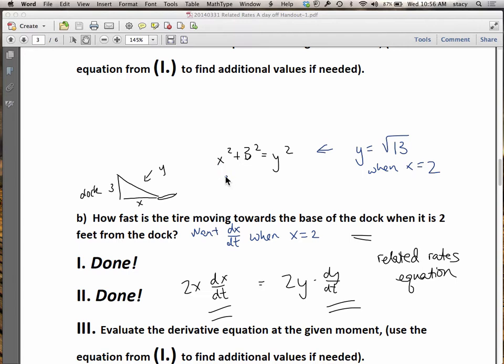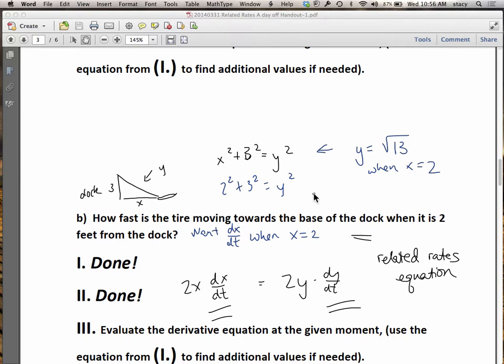So x is 2, squared plus 3 squared is y squared. So 4 plus 9, 13. And I know to take the positive square root because y is representing a length. Right? Y is the length of the fishing wire. So it must be positive.